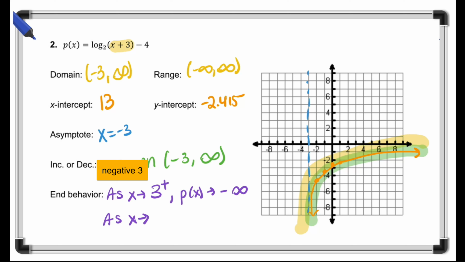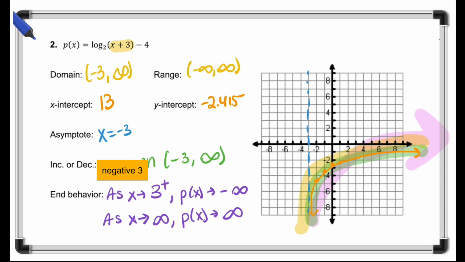Now, as x approaches, we're going to look from the right side. So what's happening over here as I go in this direction? As x approaches, those x's are positive infinity. My function, or my p of x, approaches or points towards the positive infinity numbers for my y values.